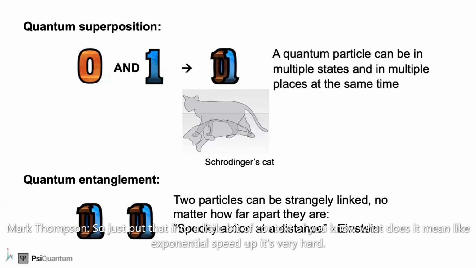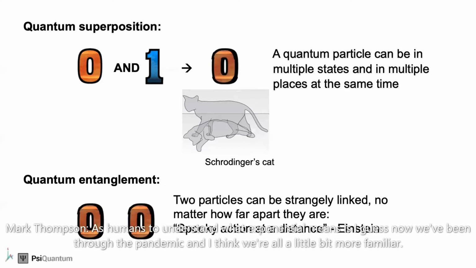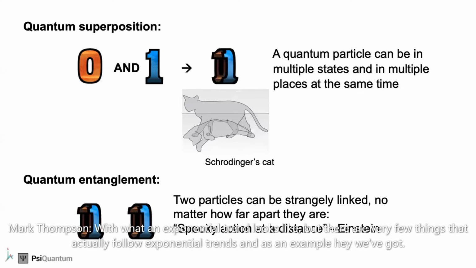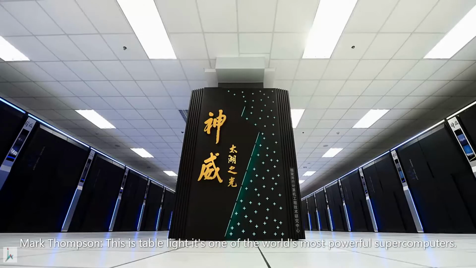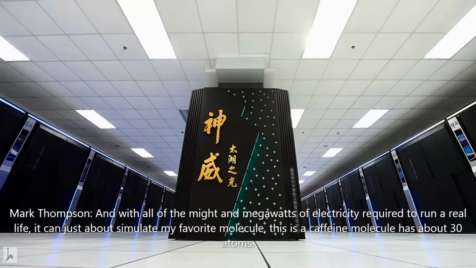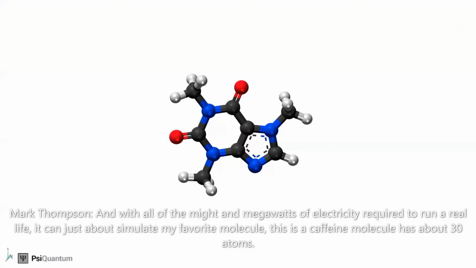So just to put that into a little bit of context, what does exponential speed up mean? It's very hard as humans to understand what exponential means. Now that we've been through the pandemic, I think we're all a little bit more familiar with what an exponential trend looks like, but there are very few things that actually follow exponential trends. As an example here, this is Telluride, one of the world's most powerful supercomputers. With all of the might and megawatts of electricity required to run Telluride, it can just about simulate my favorite molecule, a caffeine molecule, which has about 30 atoms.